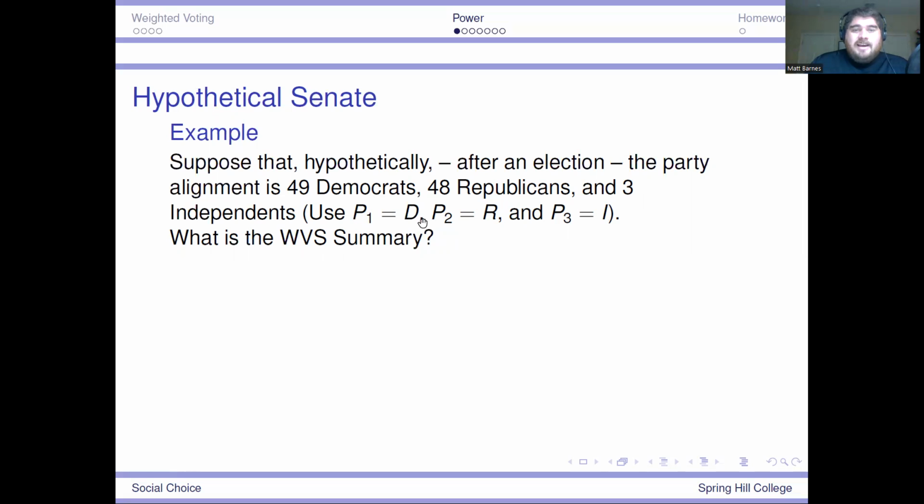In that case, we'll let player 1 be the Democrats because they have the most votes. Player 2 would be the Republicans, they have the second most votes, and then player 3 would be the independents, they have the third most votes. So go ahead and again, try and write out this weighted voting summary here. And then based on this, which party do you think has the most power?